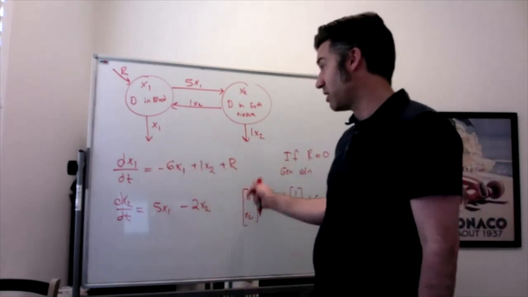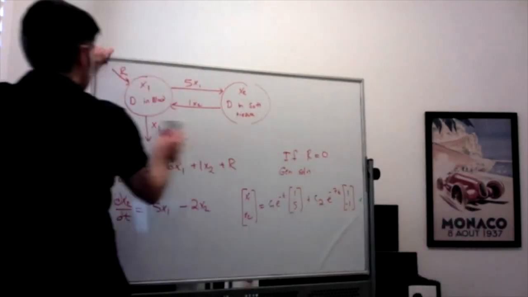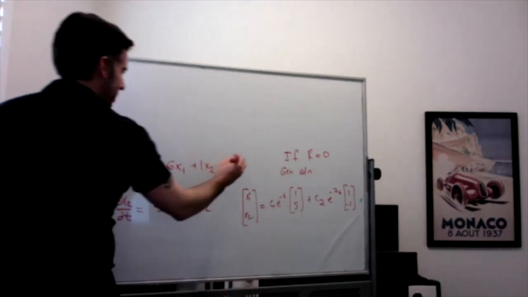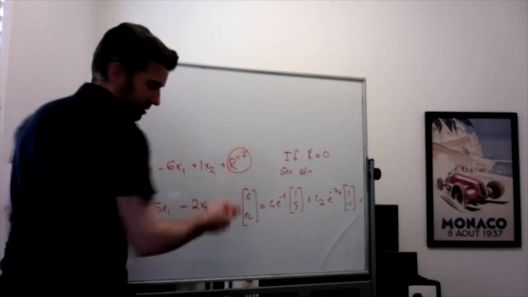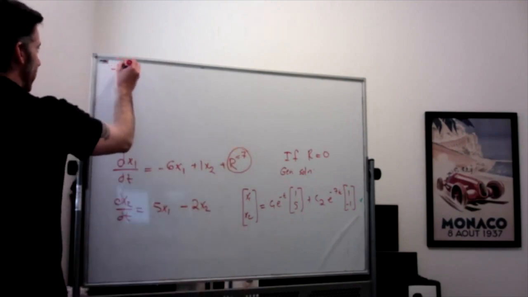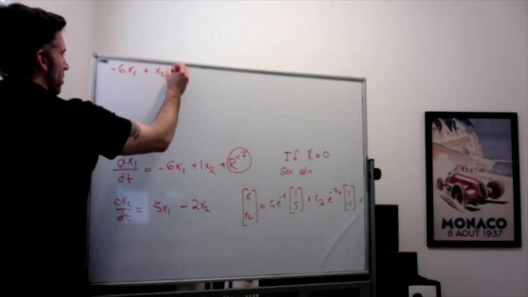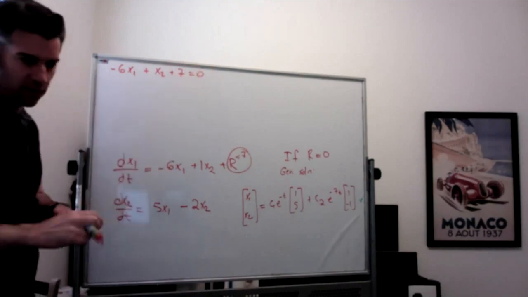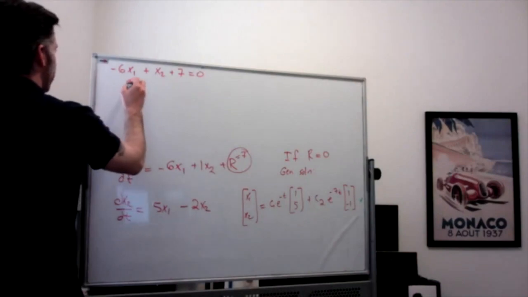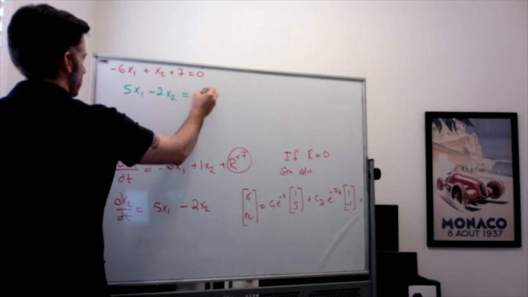So now we're going to do the same thing, except we're going to set r equal to 7. I think I can do away with this picture here. So all we're going to do is set r equal to 7, because that's the number they gave us. And then we're going to set each of these equations equal to 0. So I'm going to have negative 6x1 plus 1x2 plus 7 equal to 0. And let's use a different color for the other equation. We're going to have 5x1 minus 2x2 equal to 0.